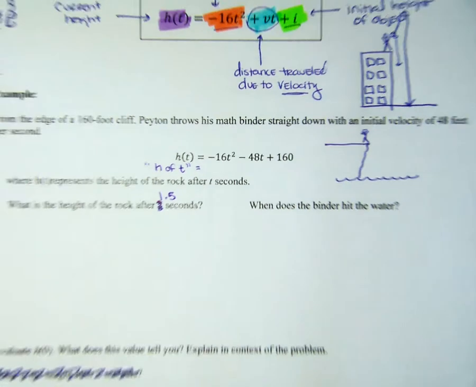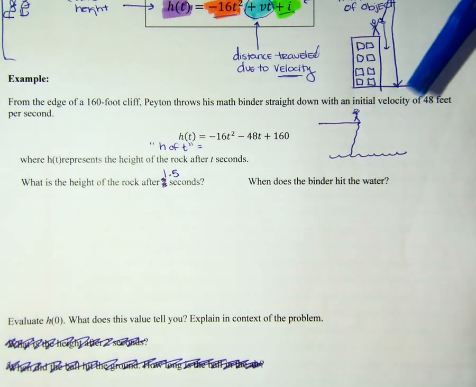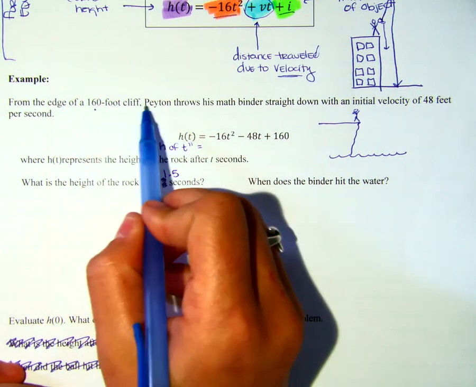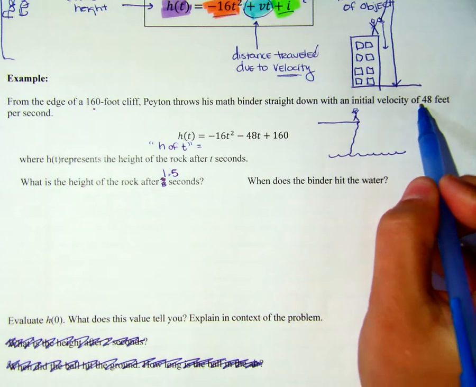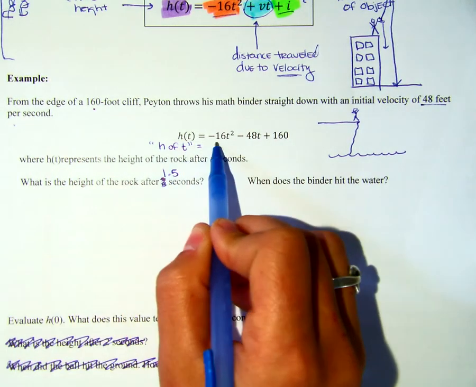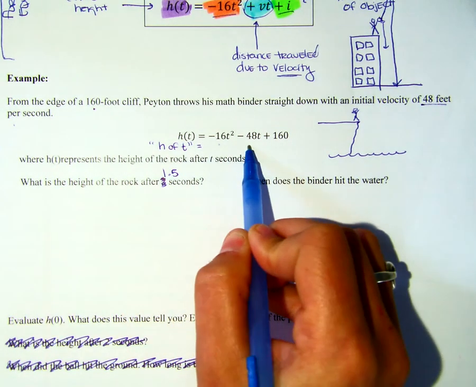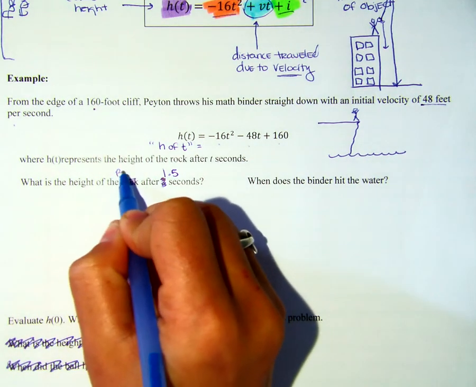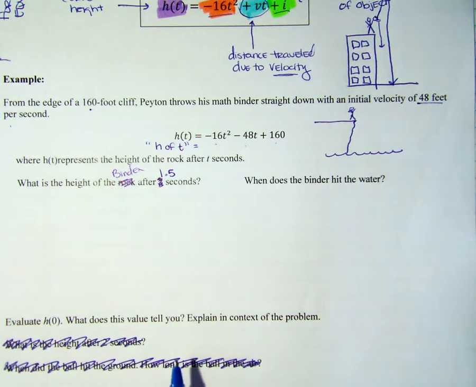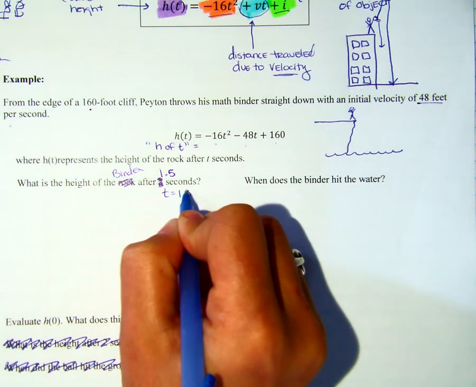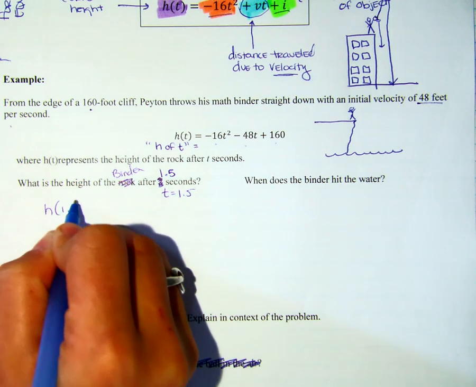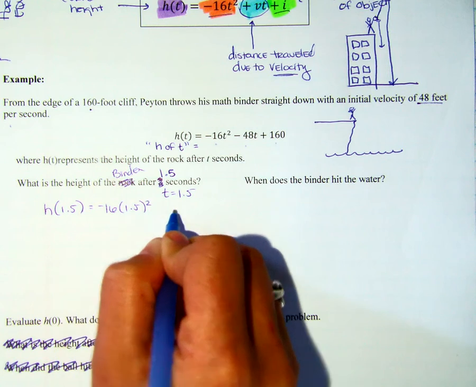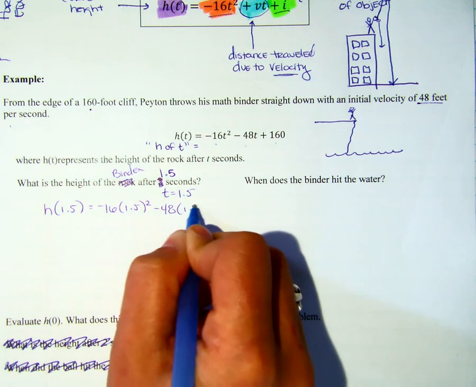So let's take a look at this example here. So this says, from the edge of a 160-foot cliff, Peyton throws his math binder straight down with an initial velocity of 48 feet per second. So h of t is equal to negative 16t squared minus 48t plus 160. So what's the height of this, it should say binder, after 1.5 seconds? So this is where t equals 1.5. So we're going to do h of 1.5. And that equals negative 16 times 1.5 squared, minus 48 times 1.5, plus 160.